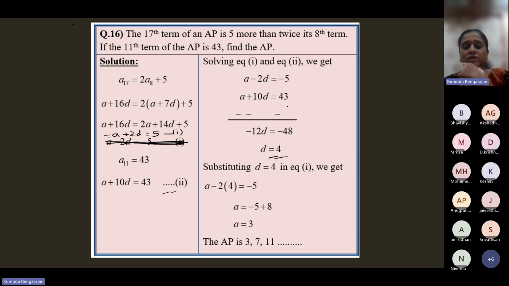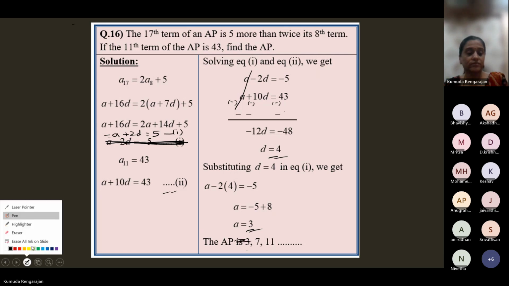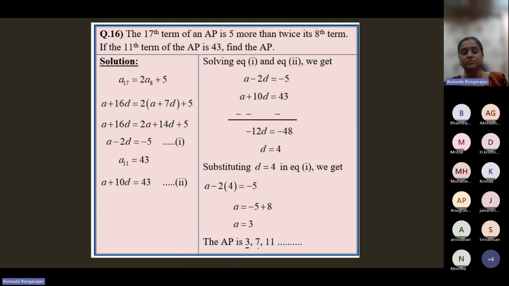In this other method, this is the second equation. Write the equations one below the other. Here, because A and A we cannot cancel, since A plus A is 2A, you have to change the signs throughout. Then minus 12D is minus 48. D is equal to 4. Then substitute D in one of the two equations to find the value of A. So the AP is 3, 3 plus 4, 7, 7 plus 4, 11, and so on.